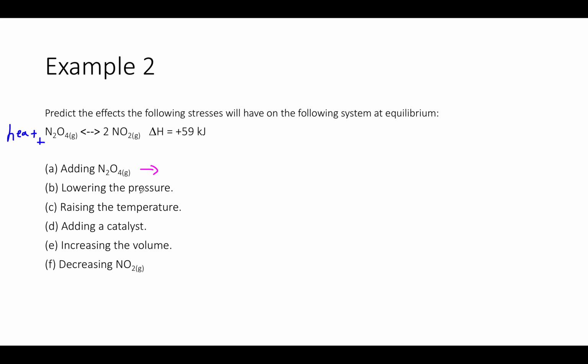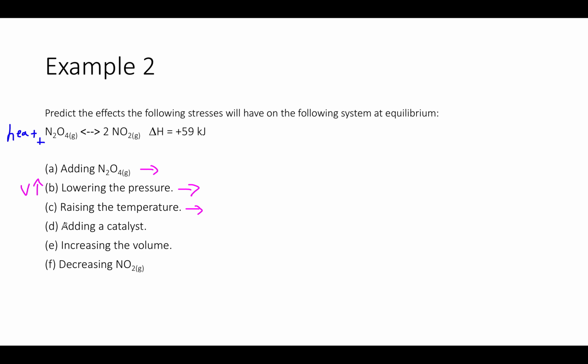If I lower the pressure, I'm increasing the volume, which means I'm going to need to go to the side with more moles. And here, the side with more moles is the right side, so I'm going to shift to the right. So lowering the pressure is the same thing as increasing the volume. Okay, if I raise the temperature, I'm also going to have to shift to the right because it's an endothermic reaction. So raising the temperature means I have too much heat. I'm going to need to shift to the right.